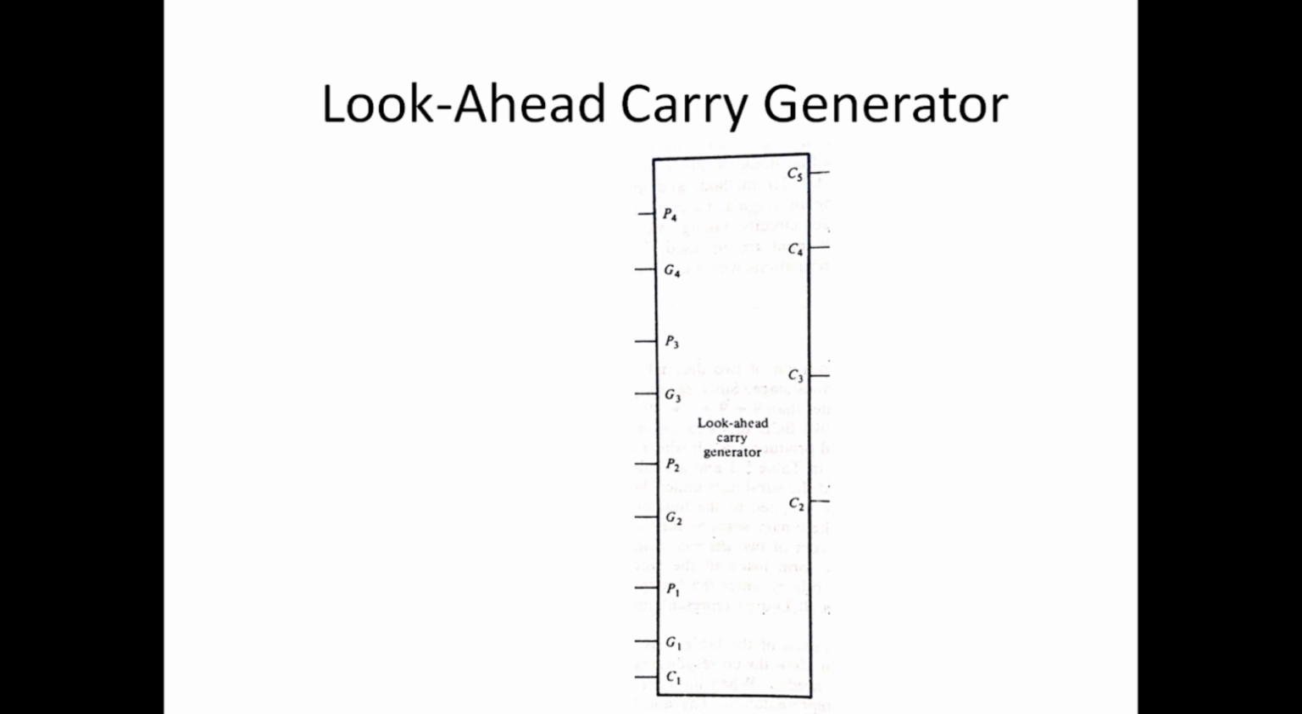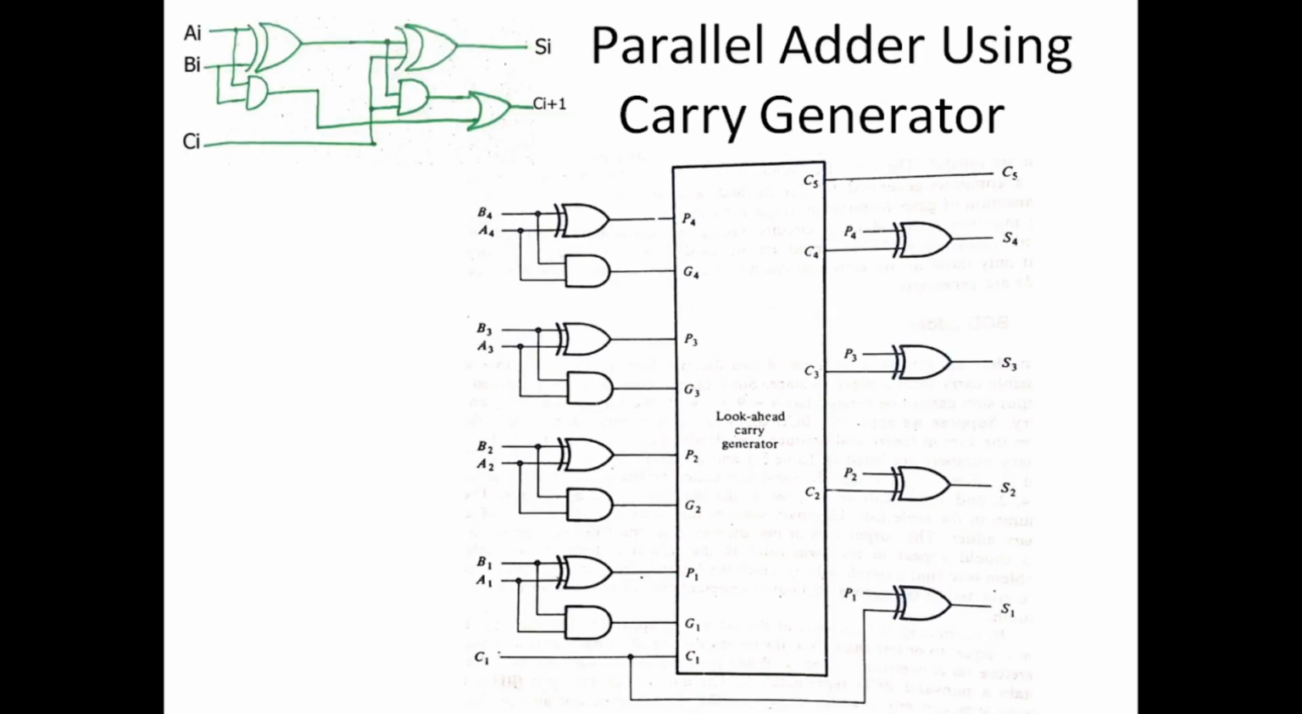Now we have designed the look-ahead carry generator. Now how can we use this look-ahead carry generator to produce a binary full adder? That adder would be without carry propagation delay, because this look-ahead carry generator will look ahead or predict the input carries, and one full adder will not be dependent on the previous full adder, and obviously this circuit will be fast. So let me continue designing a parallel adder using the carry generator.